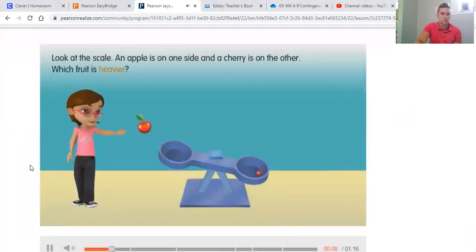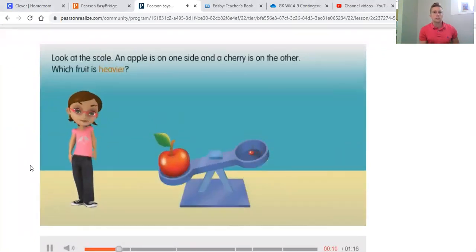Look at the scale. An apple is on one side and a cherry is on the other. Which fruit is heavier? We have an apple, we have a cherry. Now this blue thing right here is called a scale. I'm sure you've heard of it. A scale helps us determine how much something weighs. Now this scale is one that you can put two items on.